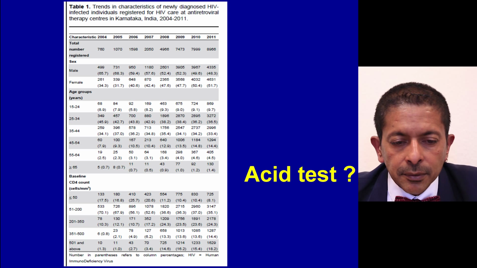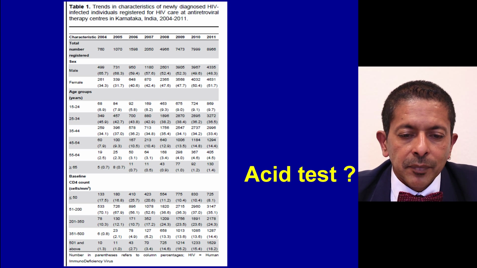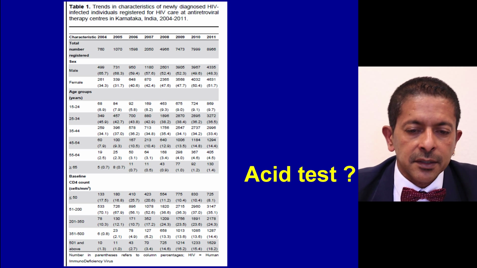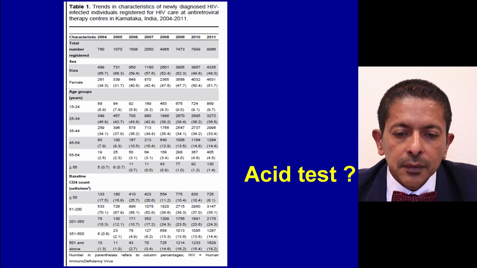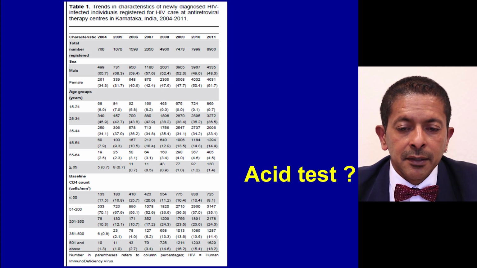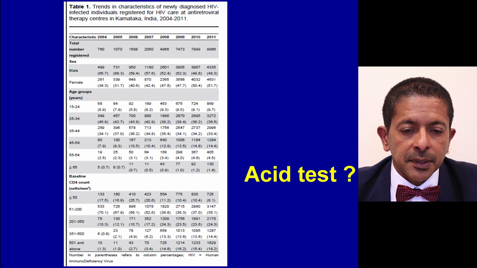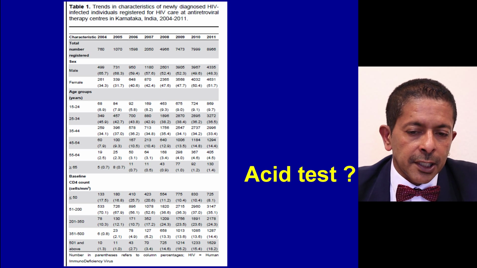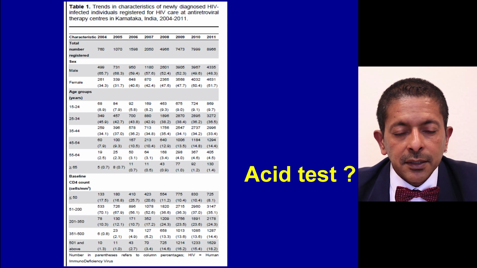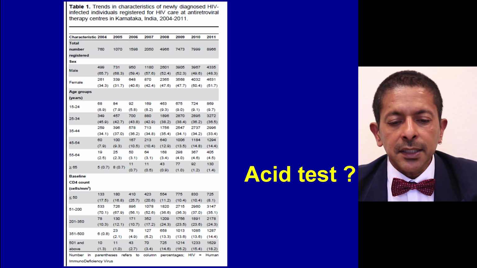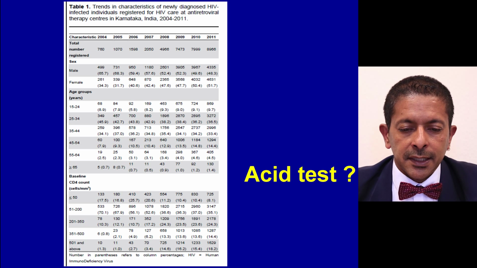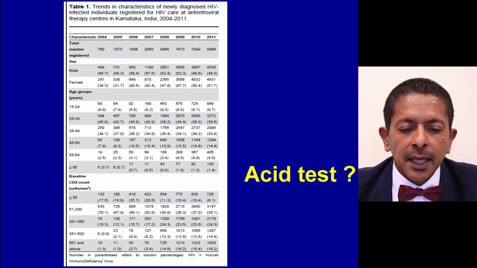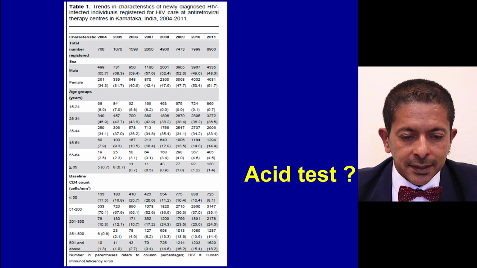Here's another example. Here's Table 1, Trends in Characteristics of Newly Diagnosed HIV-Infected Individuals registered for HIV care at antiretroviral therapy centers in Karnataka, India, 2004 to 2011. Now the title's nice, but if you look at the data per se, it's very difficult to eyeball this data. And that is because the formatting is poor.